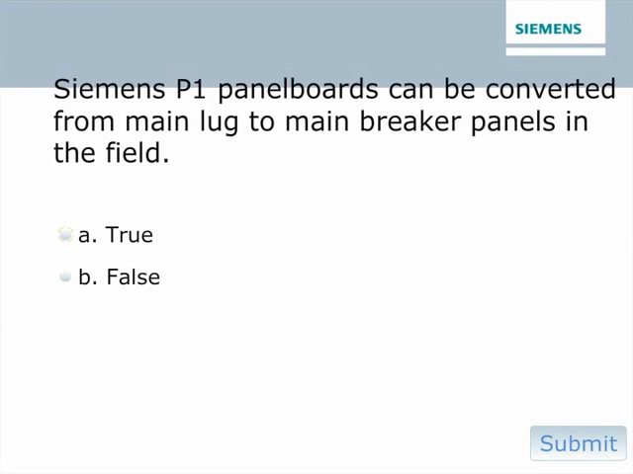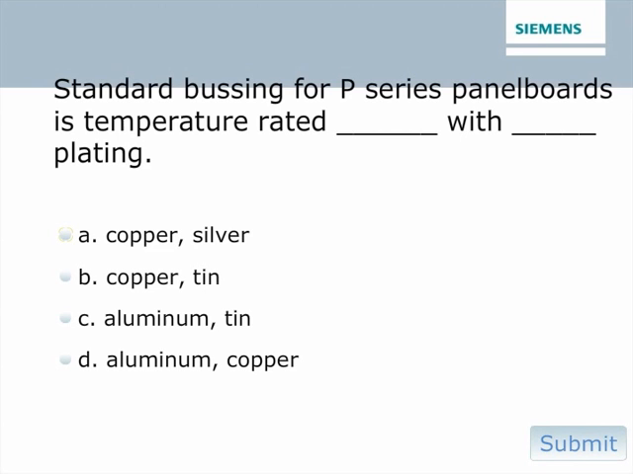Okay, time for the last knowledge check before the final exam. Question 1. Siemens P1 panel boards can be converted from main lug to main breaker panels in the field. Is it A, true, or B, false? Question 2. Standard busing for P-Series panel boards is temperature rated blank with blank plating. A, copper silver, B, copper tin, C, aluminum tin, or D, aluminum copper.